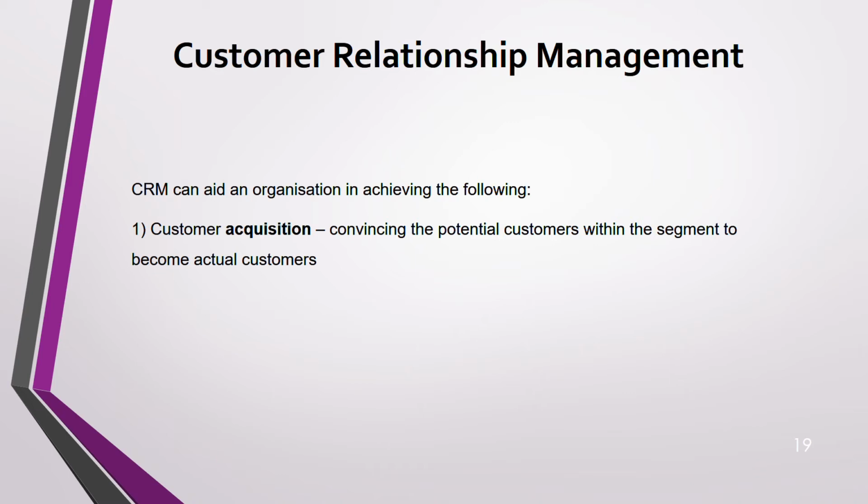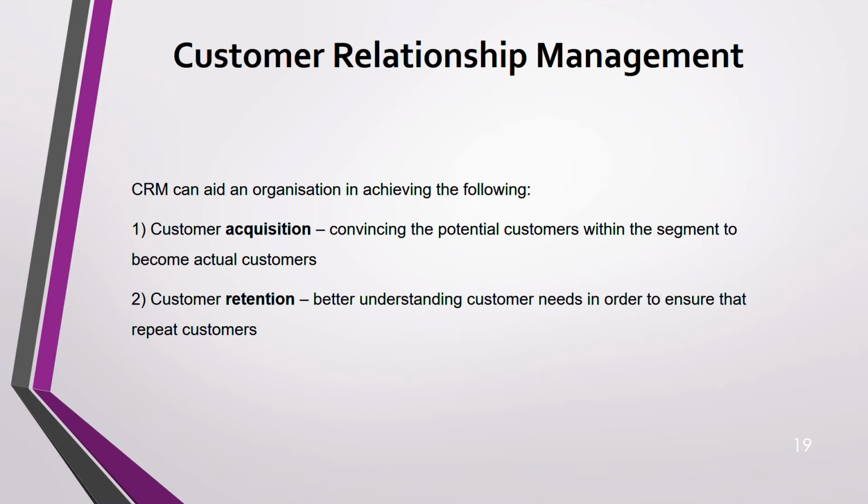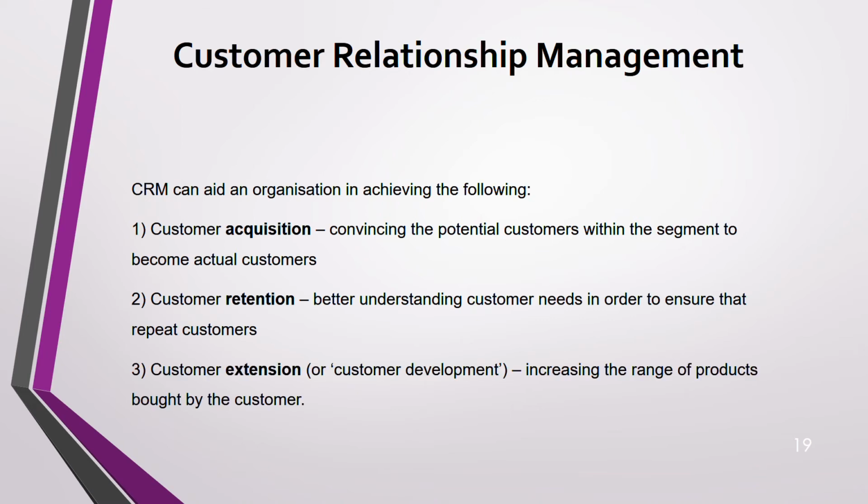Number one is customer acquisition. How can you acquire customers? Second, how do you retain them? You have acquired them, now you need to retain them so that you are not losing them to competitors. That means repeat customers. Three is extension. You extend the customer: the same customer, but you increase the reach of products that these customers buy from you. So remember these three terms: customer acquisition, customer retention, customer extension, and their meanings. You might get this in the exam.